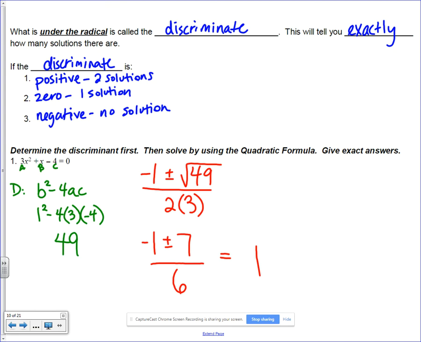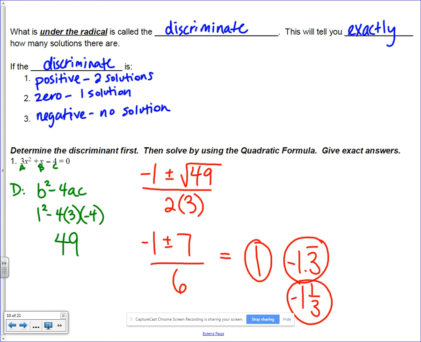-1 minus 7. -8 divided by 6. 1.3 repeating. So you can either write it like this, or you can turn it into a fraction. What would it be as a fraction? How's everybody doing? Those are your 2 answers. That is where this parabola will hit the x-axis.